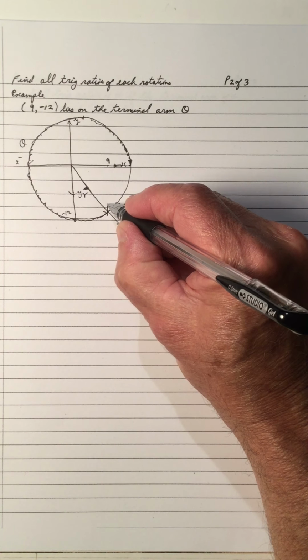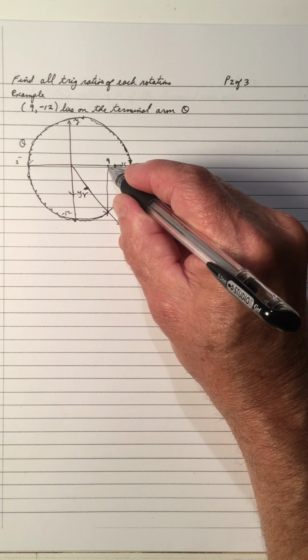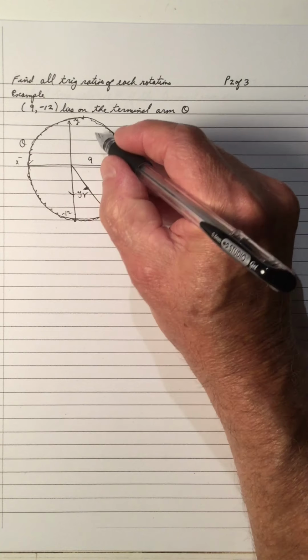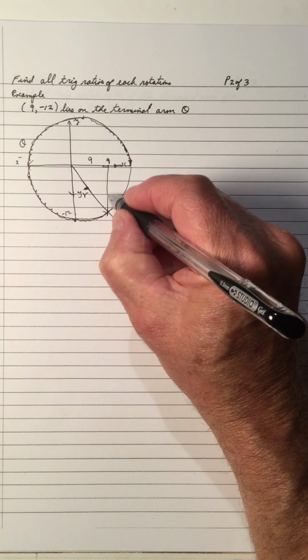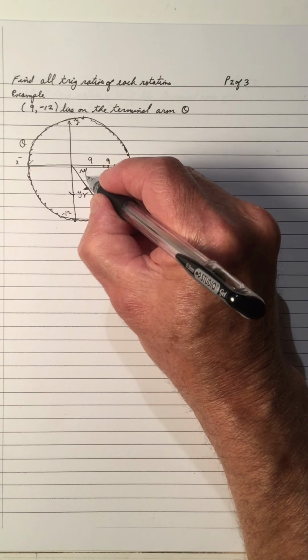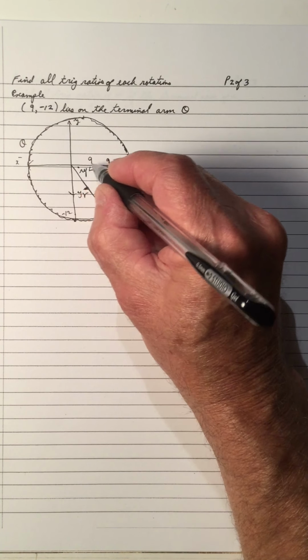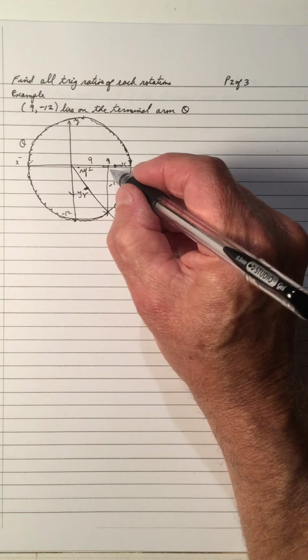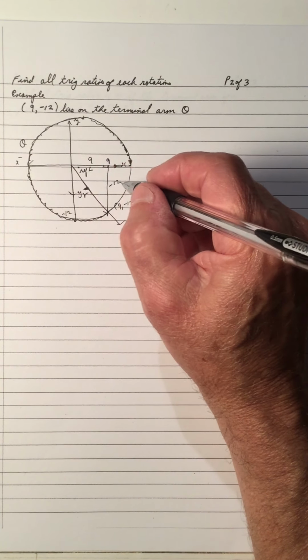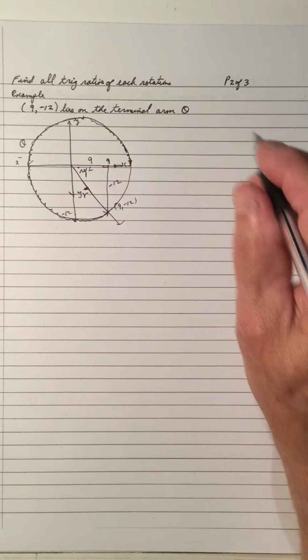So we drop a right triangle to the x-axis. X is 9, so that's the x. Y is negative 12, so this is the y, negative 12. The reference angle is right here in this corner between the terminal arm and the x-axis. And this angle is going to be between 0 and 90. Not worried about finding that angle yet. And we have to find all trig ratios.